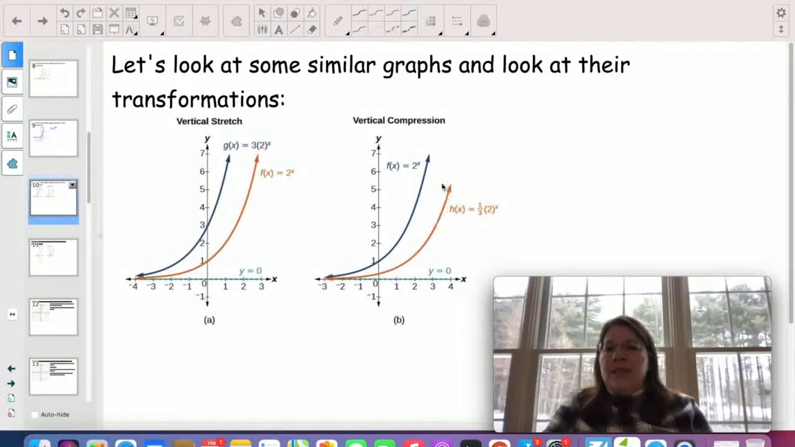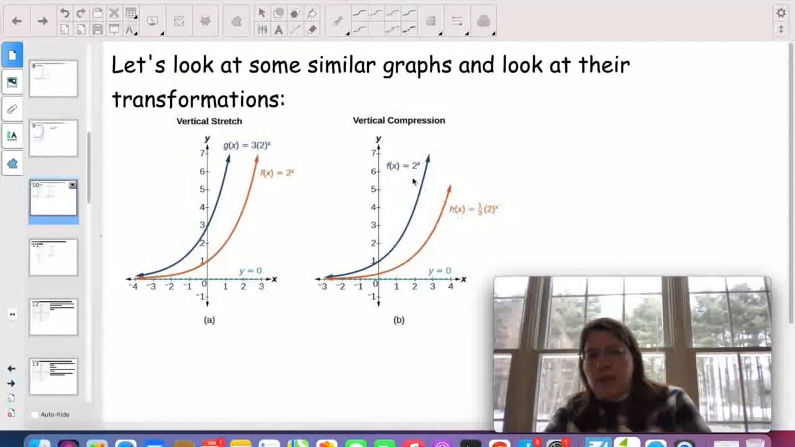But how they affect the different graphs is different based on the type of graph that it is. So this one is just a quick glance at what a vertical compression is when you put a fraction in front. The original parent function was f of x equals 2 to the x. The vertical compression is what happens when we put a fraction in front. So h of x equals 1/3 times 2 to the x. The 1/3 now becomes your y-intercept, or your a value.